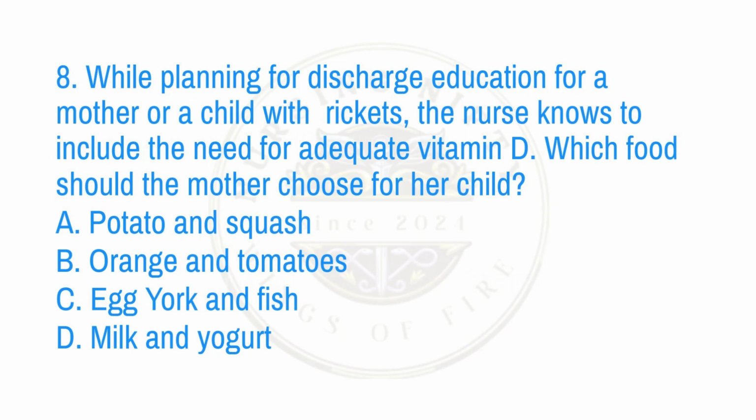Options: Option A. Potato and squash, B. Orange and tomatoes, C. Egg yolk and fish, and D. Milk and yogurt. So here the right answer is option C. Egg yolk and fish. So egg yolk and fatty fish such as salmon, mackerel and tuna are natural food sources rich in vitamin D. Incorporating these into the child's diet can help to ensure adequate intake of vitamin D.